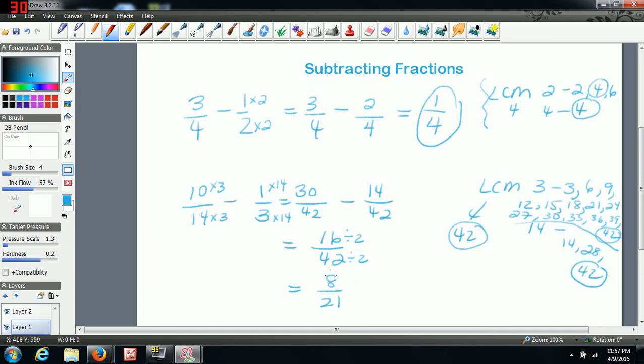Now when I look at 8 and 21, the number 2 goes into 8. It doesn't go into 21. 3 goes into 21 but does not go into 8. And I can continue in that manner and there is no number that would go into both. So that means that this is fully reduced. No number other than the number 1.